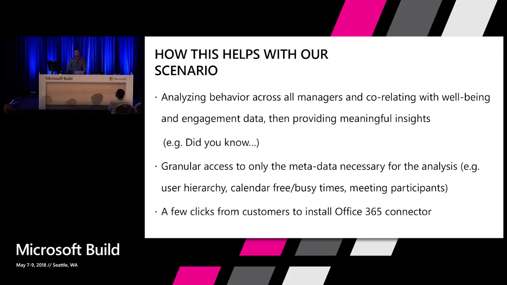The other thing I thought was powerful is that we can ask for only the data that we need to complete the analysis. So with the Graph API, it's very powerful, but you can also have access to a lot of stuff. And so in our case, all we really needed was the user hierarchy, free busy slots on people's calendars, and the participants of the meeting.